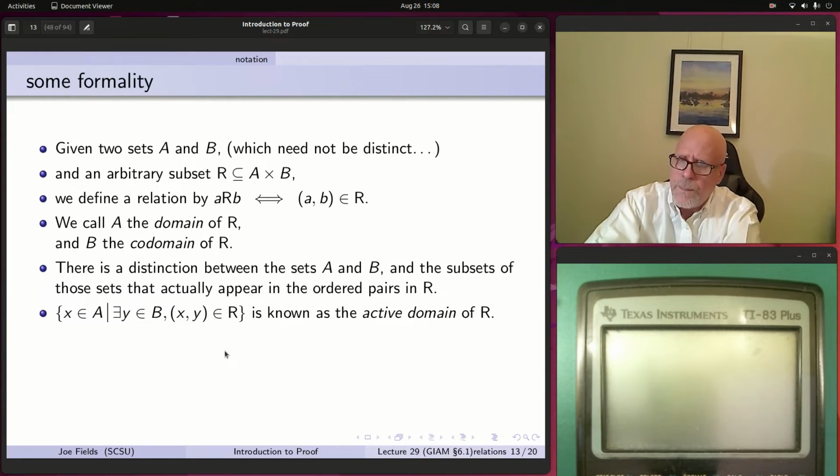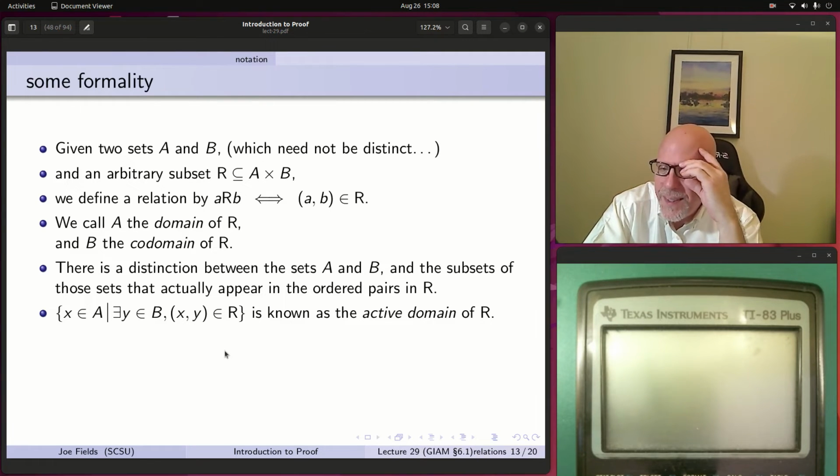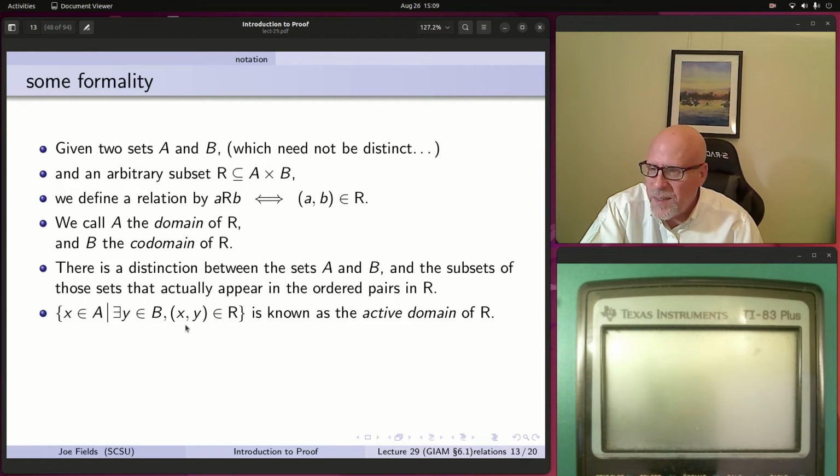Okay, what is this? I'm trying to give us more practice with looking at set notation and seeing if we can decipher what it means. I've got a set builder notation thing here for something. What is it? Well, it's the set of things x from the set A such that there exists a y in the set B and xy is in R.